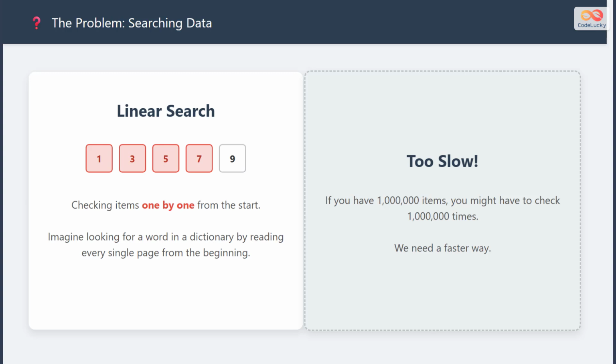Let's start with the problem. Imagine you have a list of numbers and you need to find a specific one. The most obvious way is to check the first number, then the second, then the third, and so on. This is called linear search. It works, but it's very slow. If you had a million numbers, you might have to check a million times. We need something better.